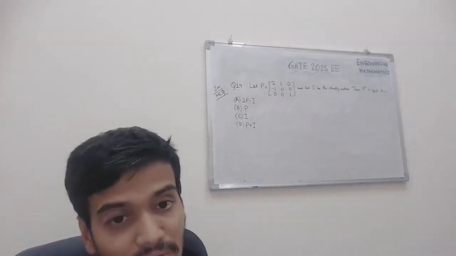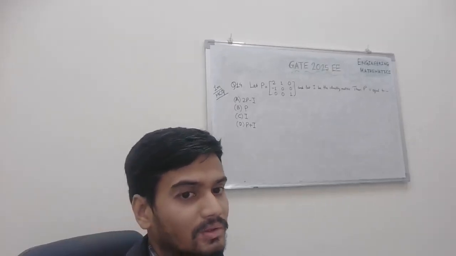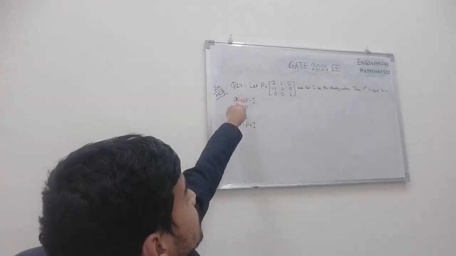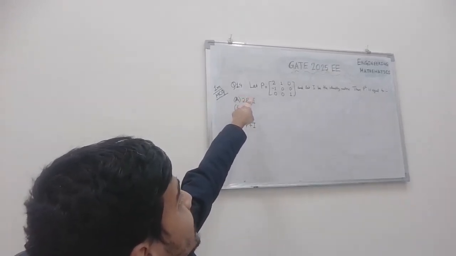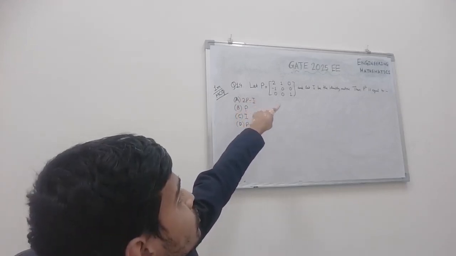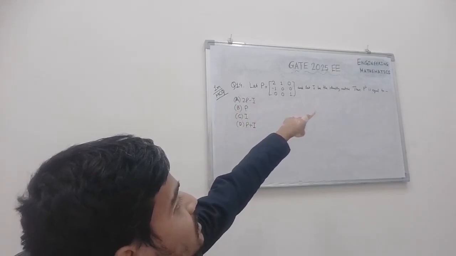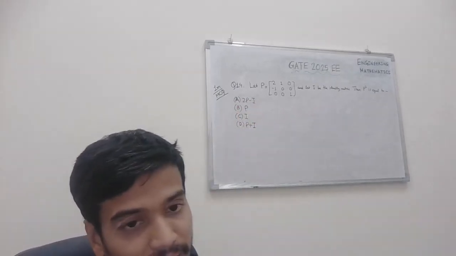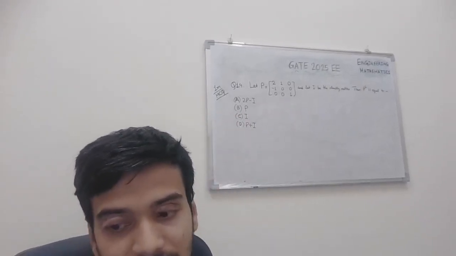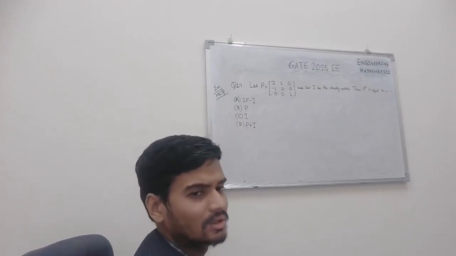So it is basically based on matrices again. Many questions are on matrices, and this is one of them. It is given in question number 14 that let P equal to 2 1 0, minus 1 0 0, 0 0 1, and let I be the identity matrix. P square equals, and four options are given: 2P minus I, P, I and P plus I. So let's move to the solution to this question.